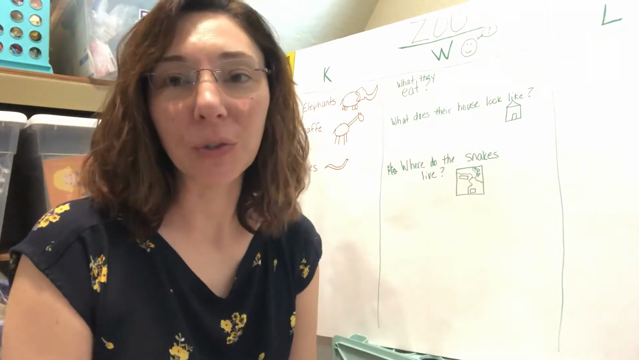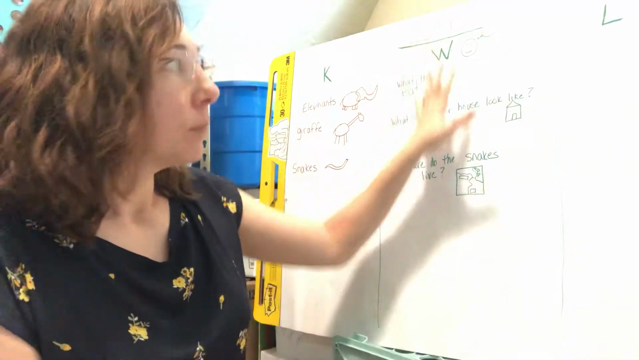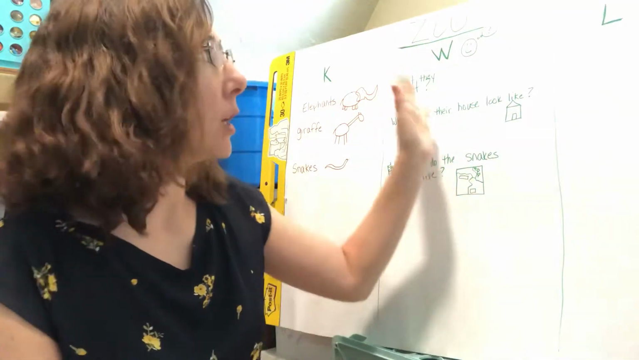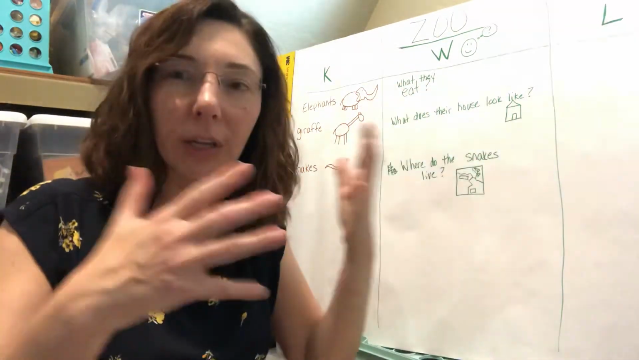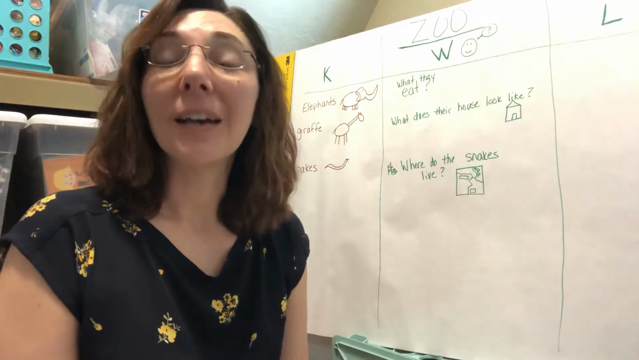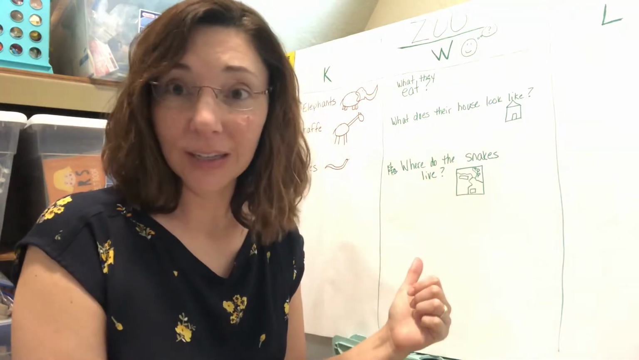I remember what I was going to say. At the beginning of the year, the teacher does this. You're modeling how to do this. You're modeling how to write the words, how to draw the pictures, how to engage their thinking. As the year goes on, the children can start doing this, right?